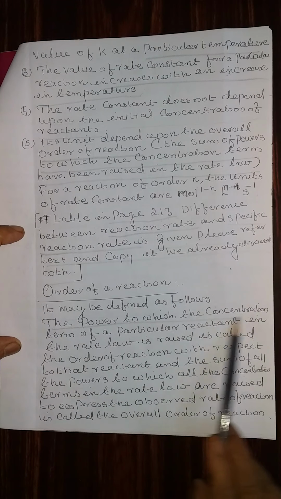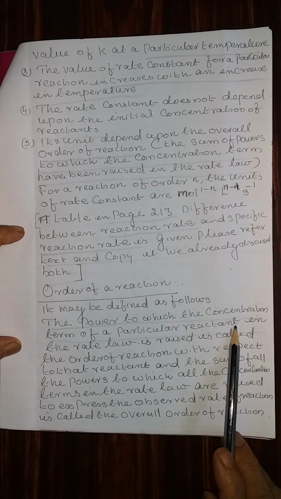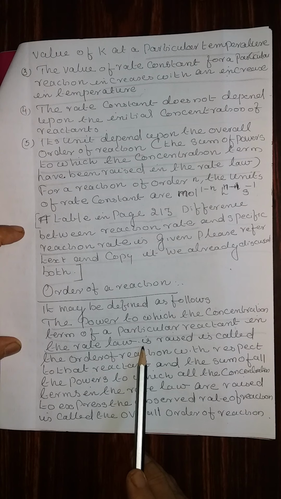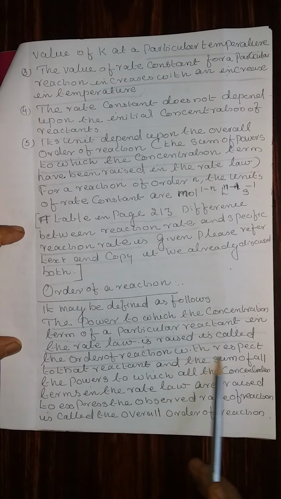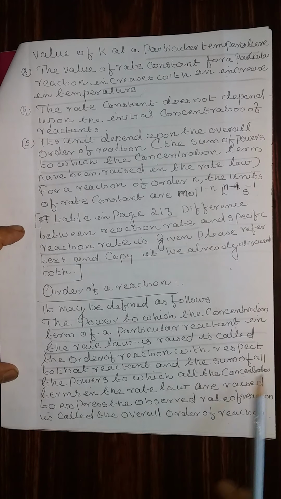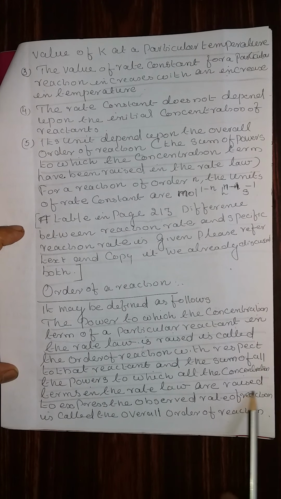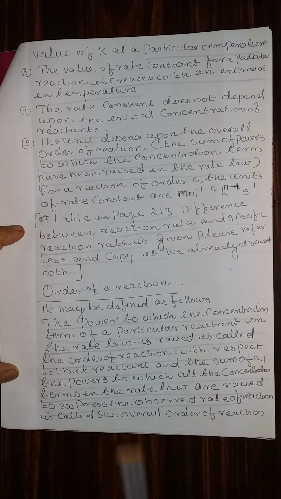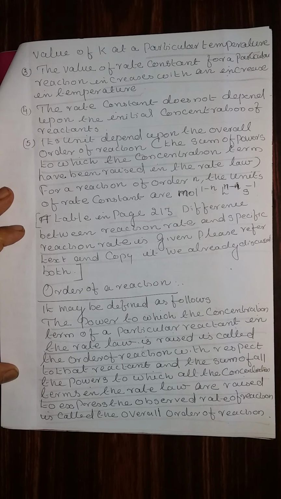The power to which the concentration term of a particular reactant in the rate law, meaning experimental data, is raised is called the order of the reaction with respect to that reactant. And the sum of all the powers to which all the concentration terms in the rate law are raised to express the observed rate of reaction is called the overall order of the reaction.